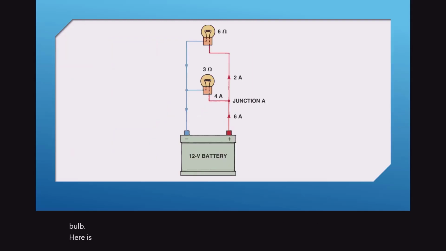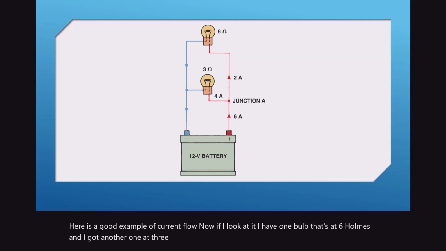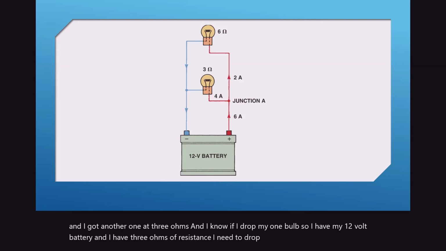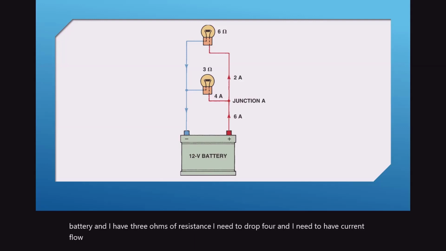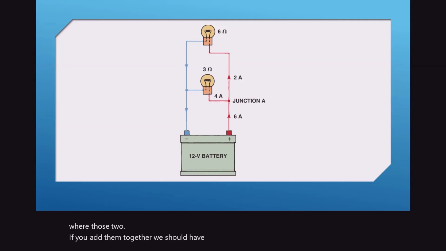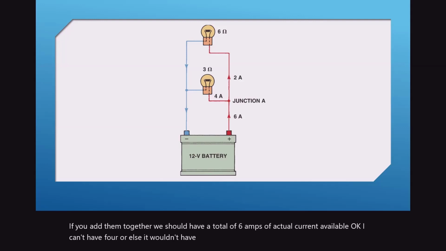Here's a good example of current flow. Now, if I look at it, I have one bulb that's at 6 ohms, and I got another one at 3 ohms. And I know if I drop my one bulb, so I have my 12 volt battery, and I have 3 ohms of resistance, I need 4 amps. I need to have current flow of 4 amps to make it go. So if I take my other bulb, I know I have to have 2 amps. So if you add those two together, we should have a total of 6 amps of actual current available. Okay, I can't have 4, or else it wouldn't have enough for the second bulb.